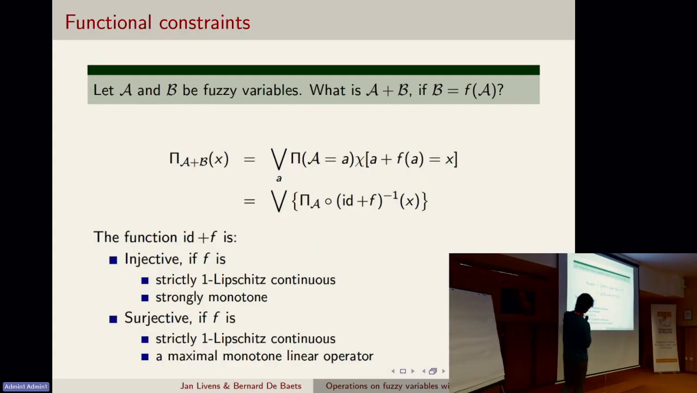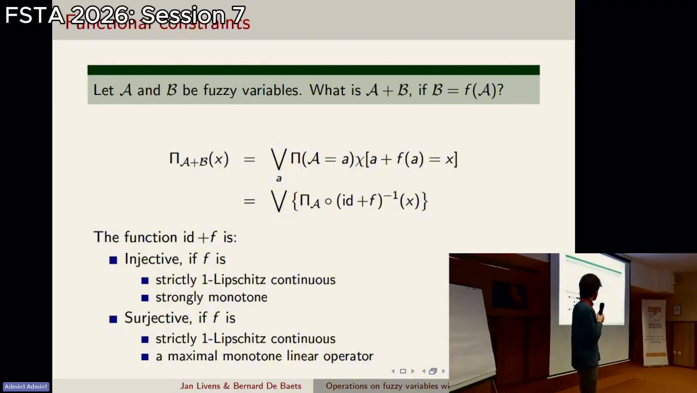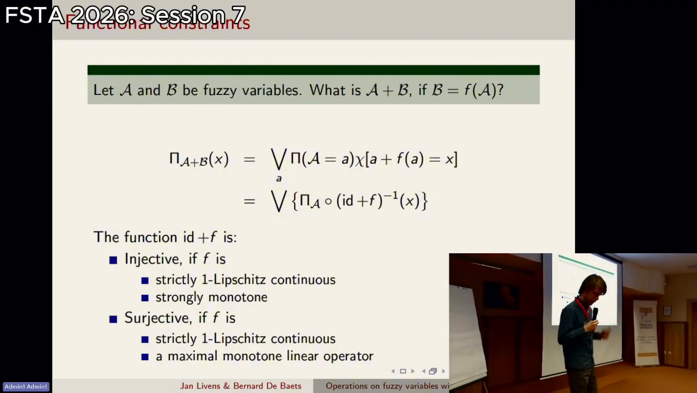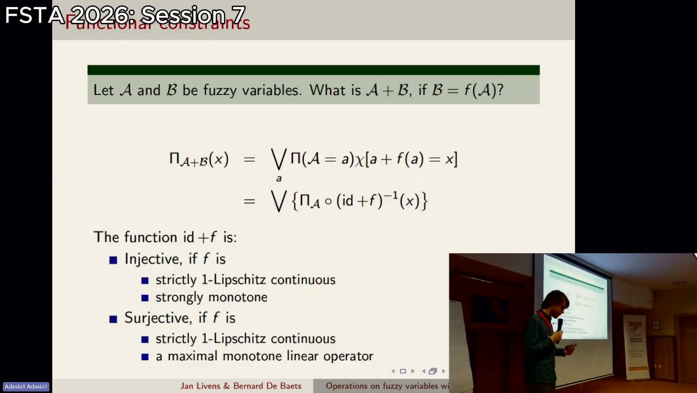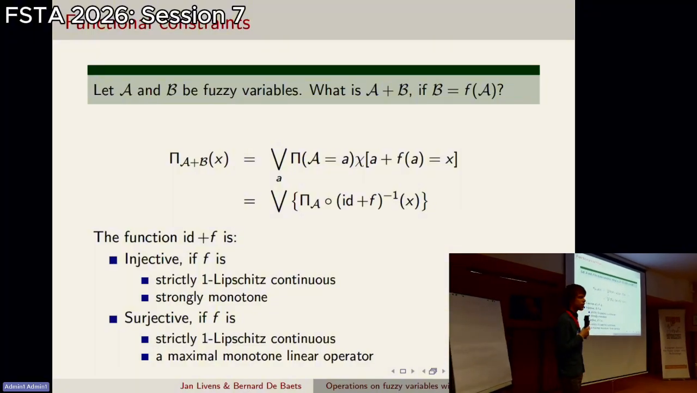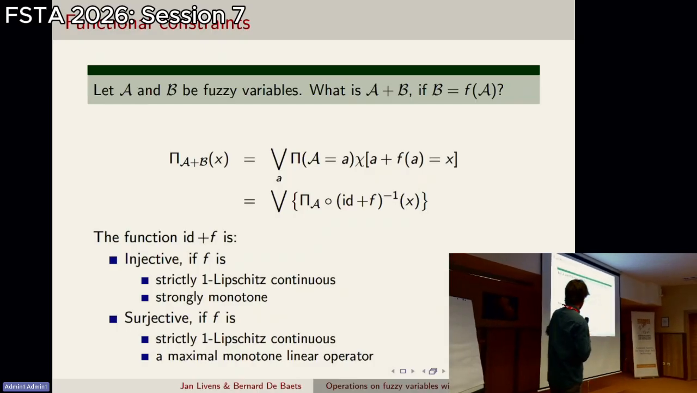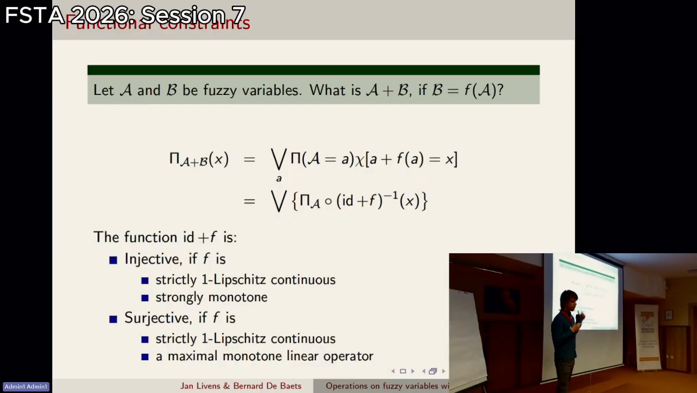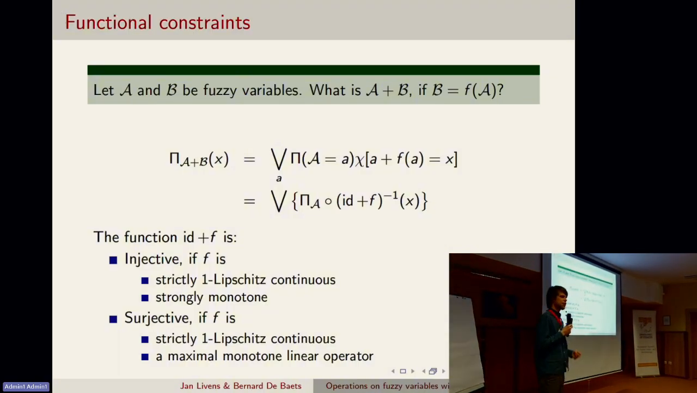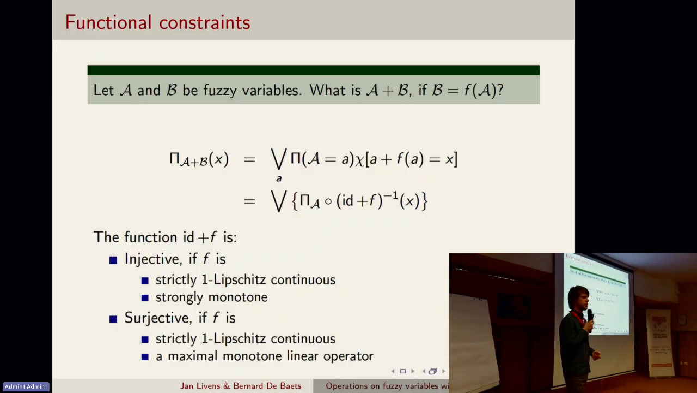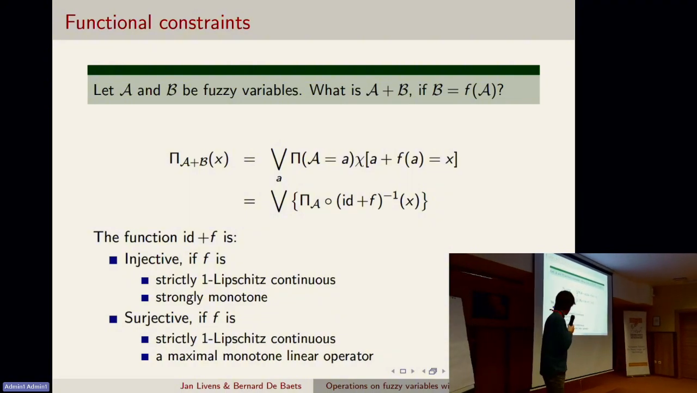But if we work that out further, we get the following idea, where we can calculate the possibility distribution as the supremum over this set. Now, we try to understand the behavior of this set, and the behavior of this set is closely linked to the properties of the function identity plus f. Why is that so? Because we want to take the inverse of this function. If identity plus f is injective, this inverse will yield at most one value. If it's surjective, it will yield at least one value. And if it's bijective, it will be exactly one.